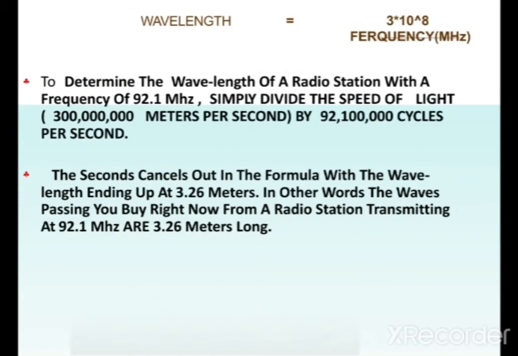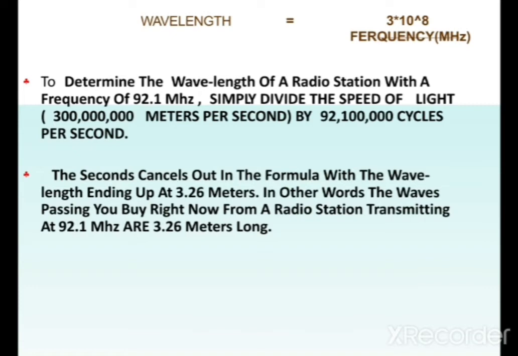To determine the wavelength of a radio station with a frequency of 92.1 megahertz, simply divide the speed of light by the frequency. Already know that. Given the operating frequency is 92.1 megahertz, how are we going to find the wavelength? Lambda is equal to C by F. So C is 3 into 10 power 8, divided by 92.1 into 10 power 6. So we'll get the lambda value.